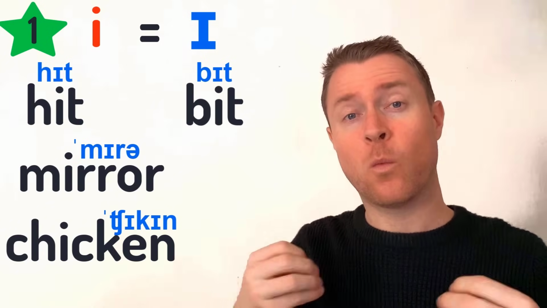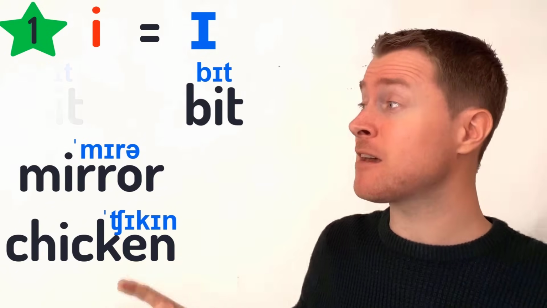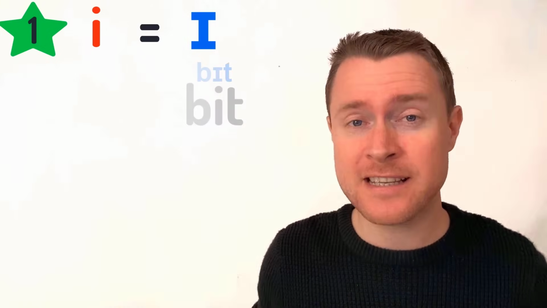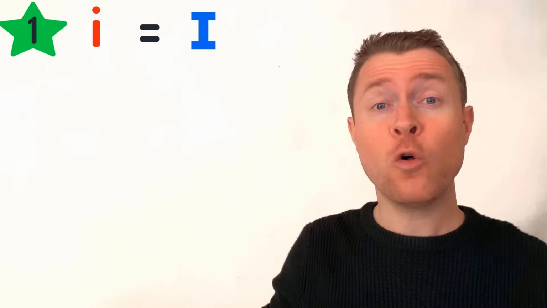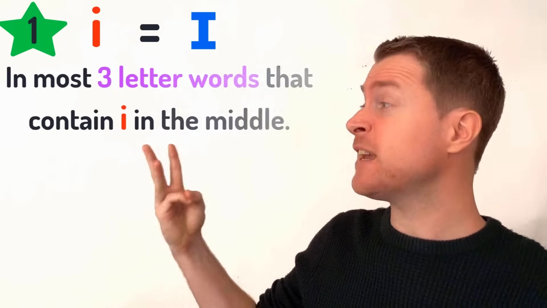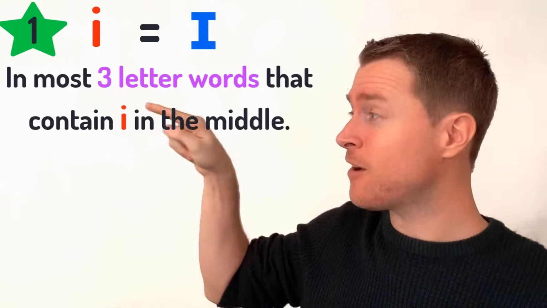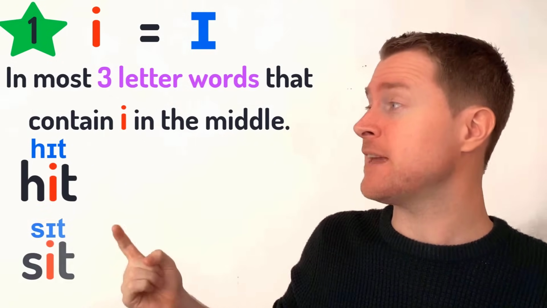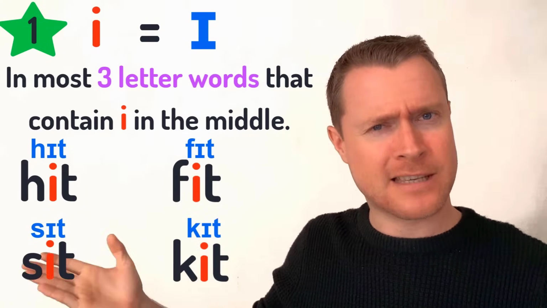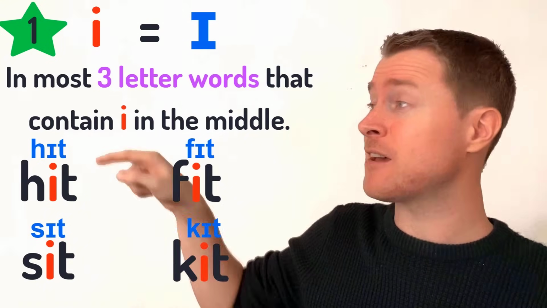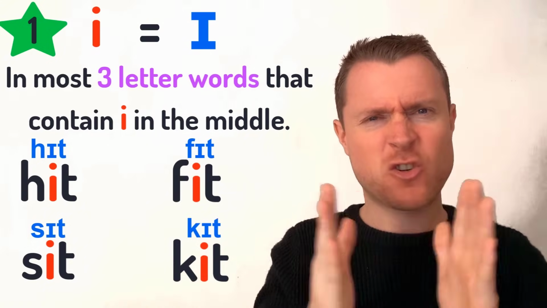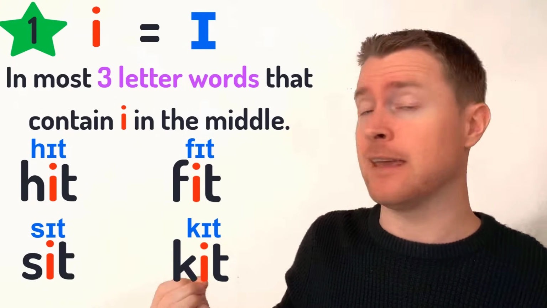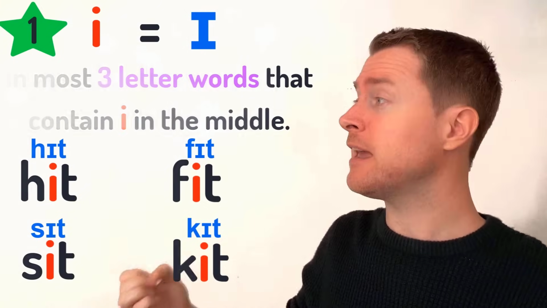But when do we pronounce the letter I with that I sound? Well, it's really simple. In almost all 3-letter words where the letter I is in the middle, like hit or sit or fit or kit, hit, sit, fit or kit all have the letter I in the middle. They're really short words, so we nearly always pronounce it I.